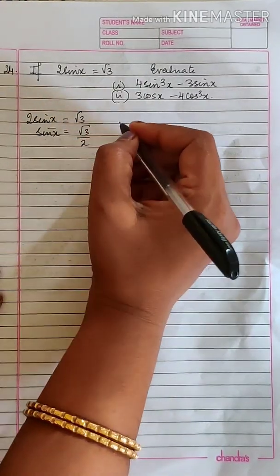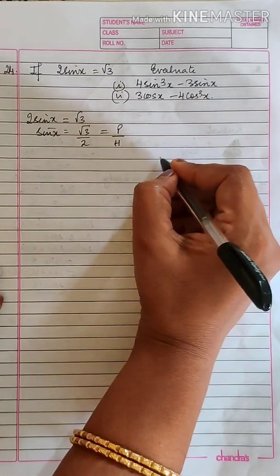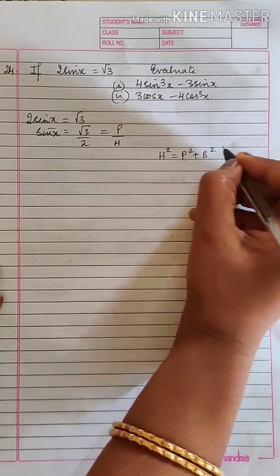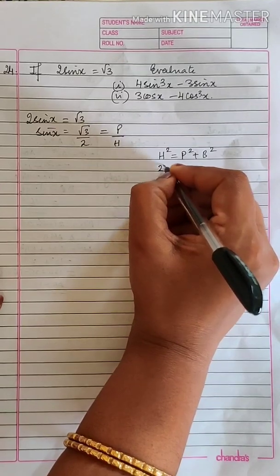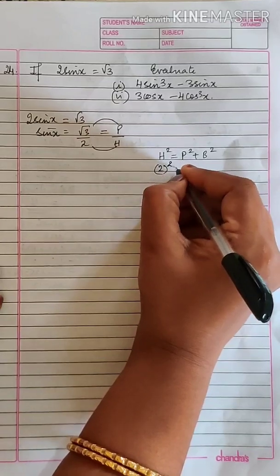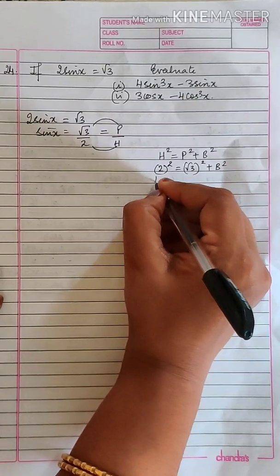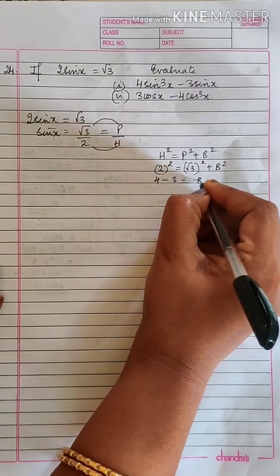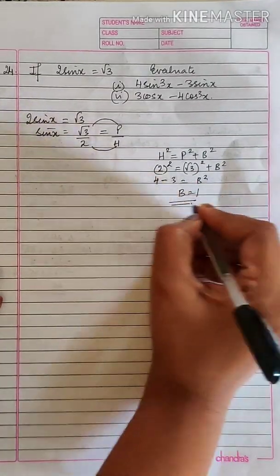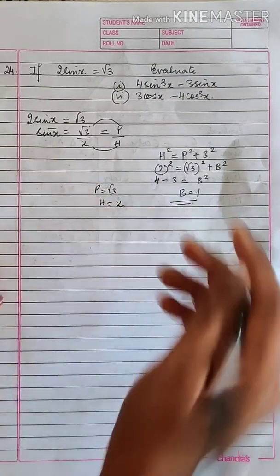You know the ratio for sin x is perpendicular by hypotenuse, and according to Pythagoras theorem, hypotenuse square is equal to sum of the squares of the remaining two sides. So here hypotenuse is 2, perpendicular is root 3. So you get root 3 the whole square plus b square. 4 minus 3 is equal to b square, or b is equal to 1. So you got here perpendicular is root 3 and hypotenuse is 2.